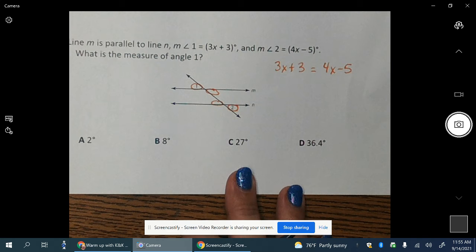Do not pick B as your answer. B is a trick. Wait, how is it not B? Is B an angle or is B X? Oh, I see it. But do you see that there's a degree sign after the answer choices? So it's not 8 degrees. 8 is X. So how could I figure out the angle?